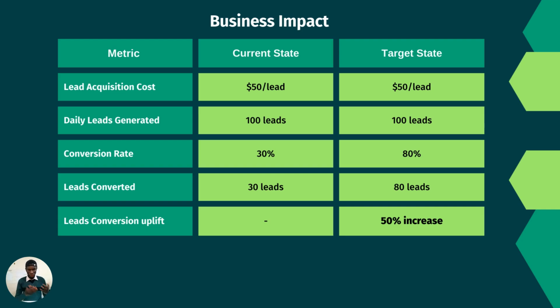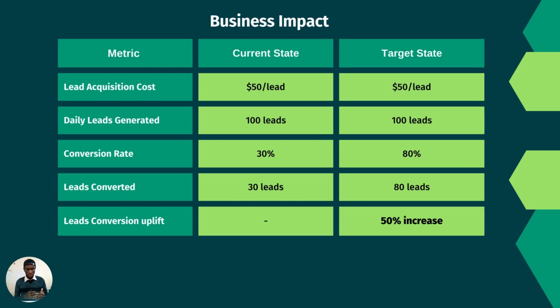So essentially, we have the metric, the current state, and the target state. When you're looking at the lead acquisition cost, it's about $50 per lead. We try to maintain that as of now. We don't want to change that much. Then the daily leads generated, SkillUp currently is generating about 100 leads a day. Again, we're keeping the acquisition cost constant as of now, and also assuming that we are going to be at about 100 leads daily.